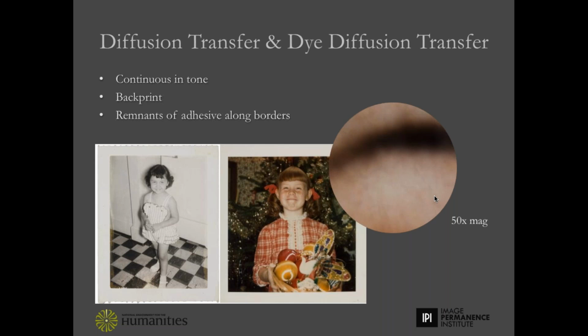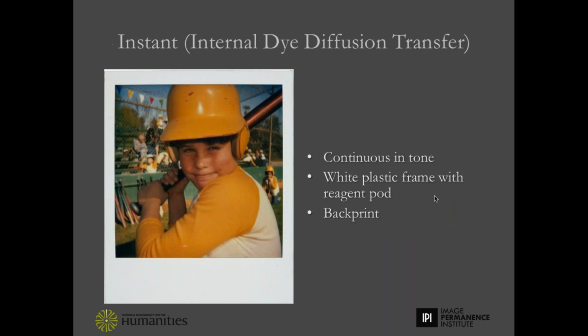The image material, when exposed in a camera, whether it's silver or dye, diffuses over from the negative onto a receiving paper. And then the negative and the print are peeled apart. As a result, these prints have remnants of adhesive on the border. Under magnification, the image is also pretty diffuse. Internal dye diffusion transfer prints, like for example the Polaroid SX-70, as well as the Kodak and Fuji equivalents, are also pretty easily identifiable as they have this white plastic frame. They also have a back print.